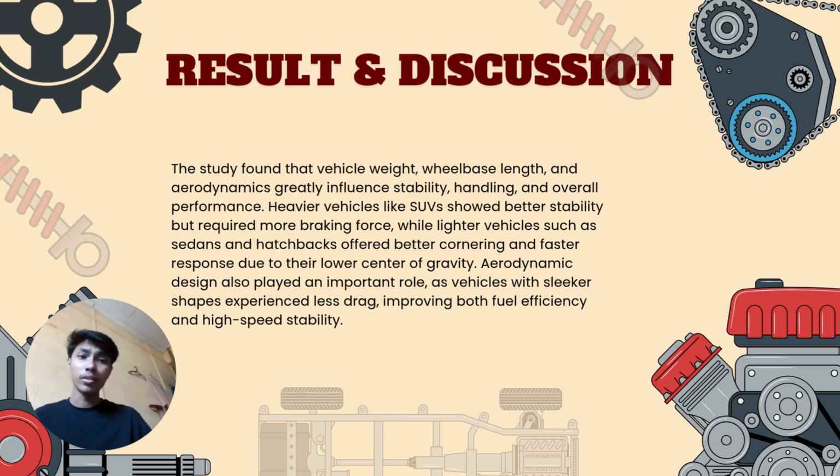So for the result and discussion from our case study, we found that a vehicle's weight, wheelbase, length, and aerodynamics greatly influence stability, handling, and overall performance. So it means the heavier vehicles like SUVs show better stability but require more braking force, while lighter vehicles such as sedans and hatchbacks offer better cornering and faster response due to their lower center of gravity.